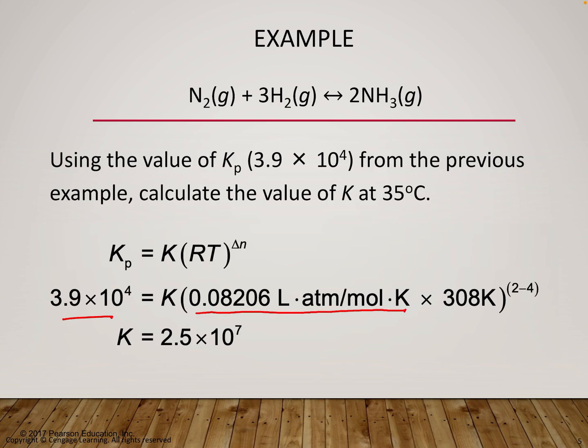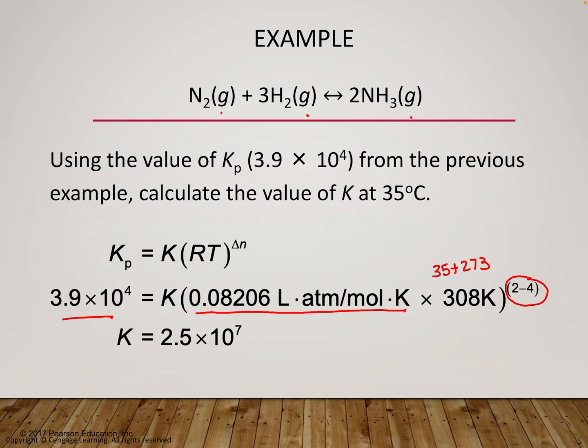0.08206 liters atmospheres over moles Kelvin. And then our temperature, right? We have 35 plus 273 to convert it to Kelvin. And then this is what I want to talk about here, this 2 minus 4. So again, products minus reactants. And the way that we do this, right, we look and we see, okay, all of them are gases. So we don't have to worry about whether one of them is a gas or not.